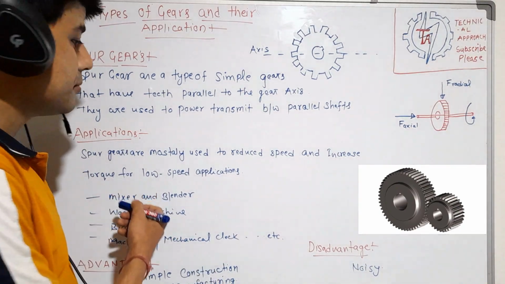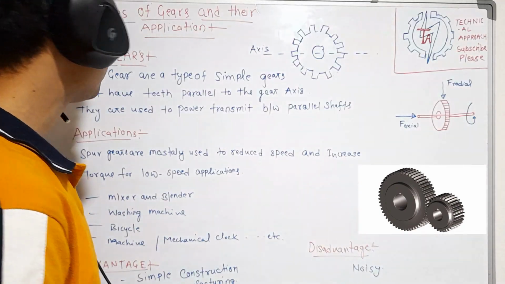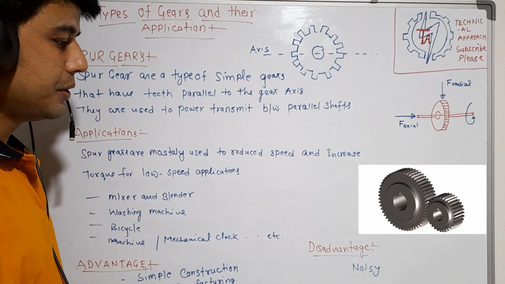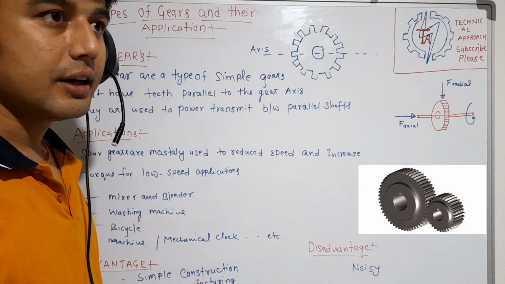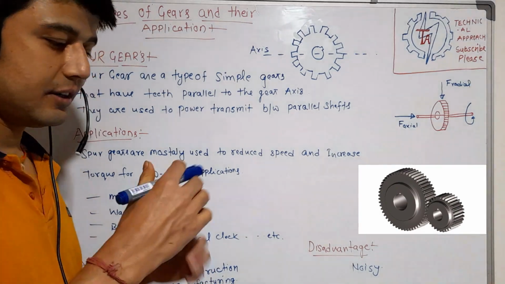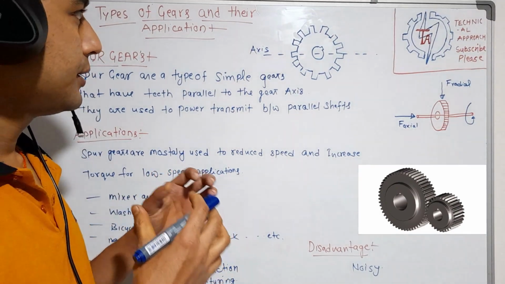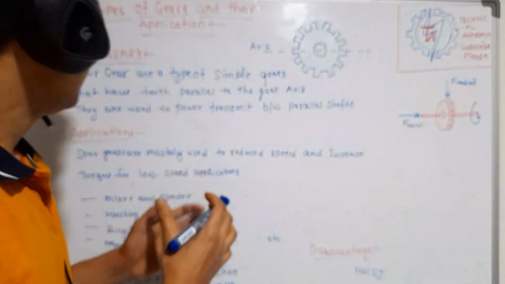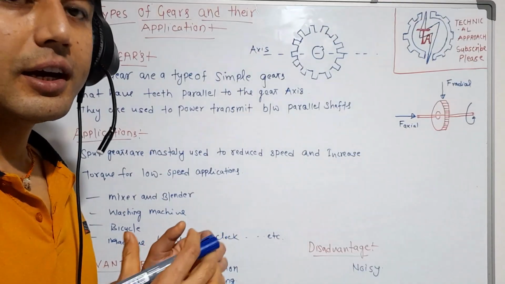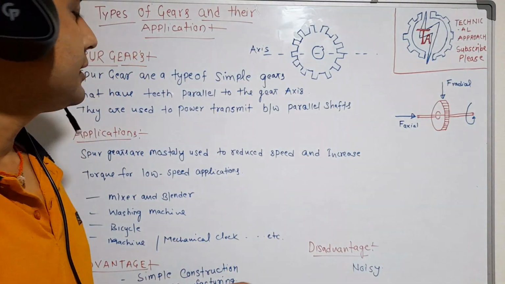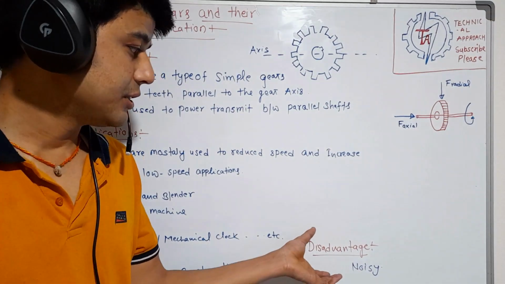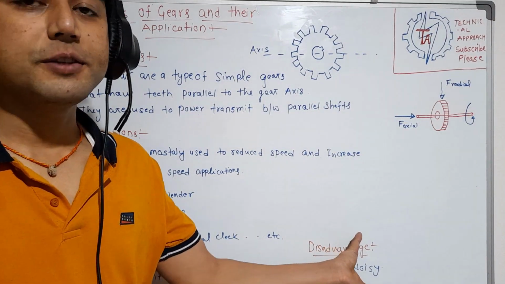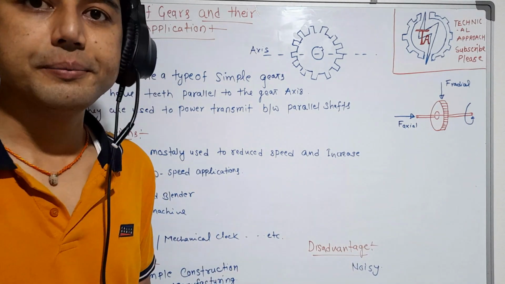There are some disadvantages of spur gears. When a spur gear is running against another gear at high RPM, it creates noise. So the disadvantage is that spur gears are noisy.